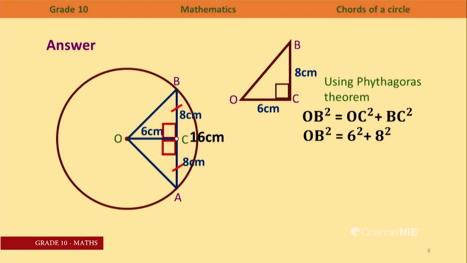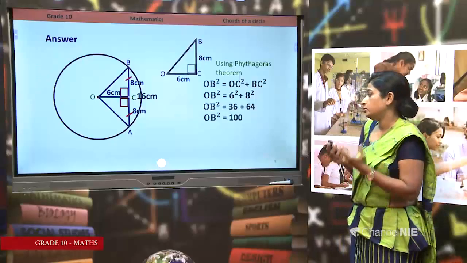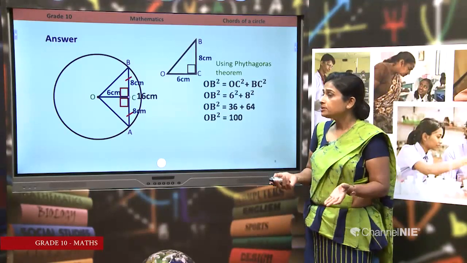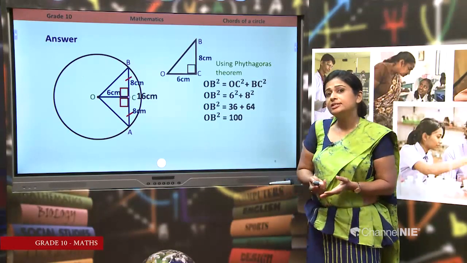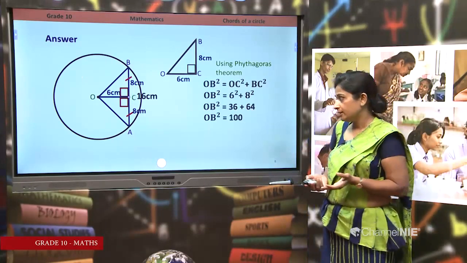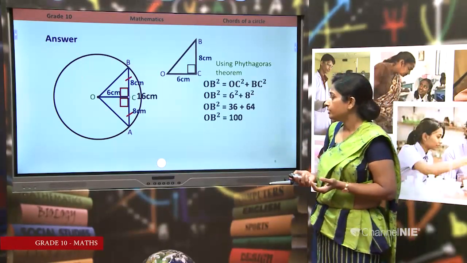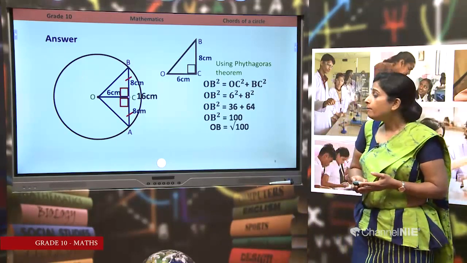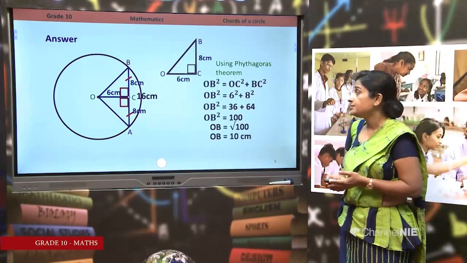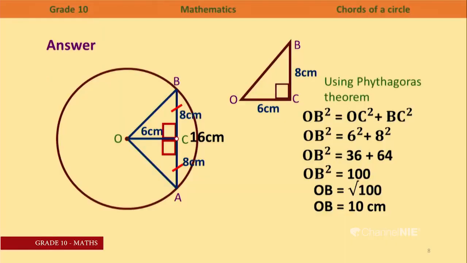Then 6 squared, what's the value of 6 squared? It is 36. And 8 squared, it is 64. Then we can add them up. So then you have OB squared equals 100. But we should know OB. From OB squared, how do we take the OB? By considering the square root of the 100, we can get OB. OB equals 10 centimeter. We found that value of OB.